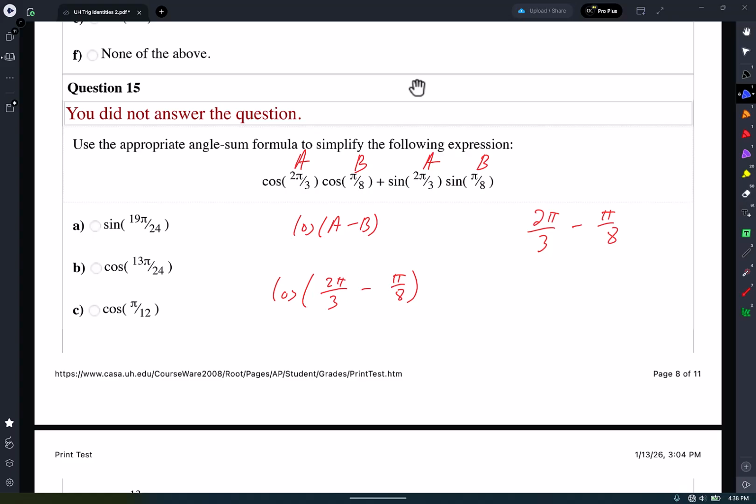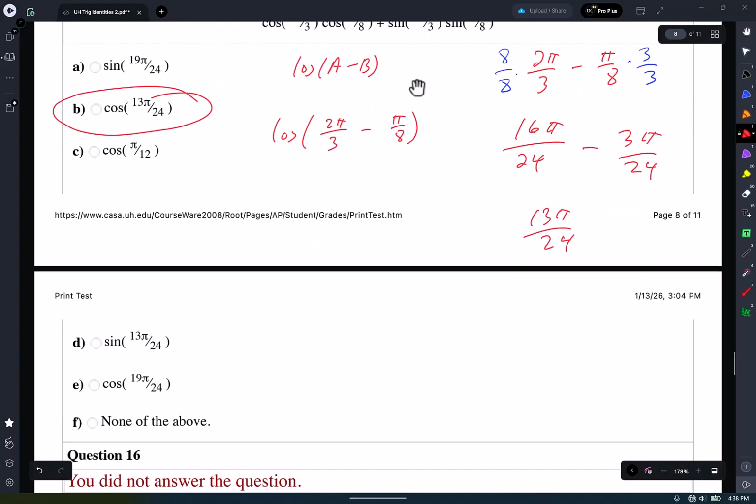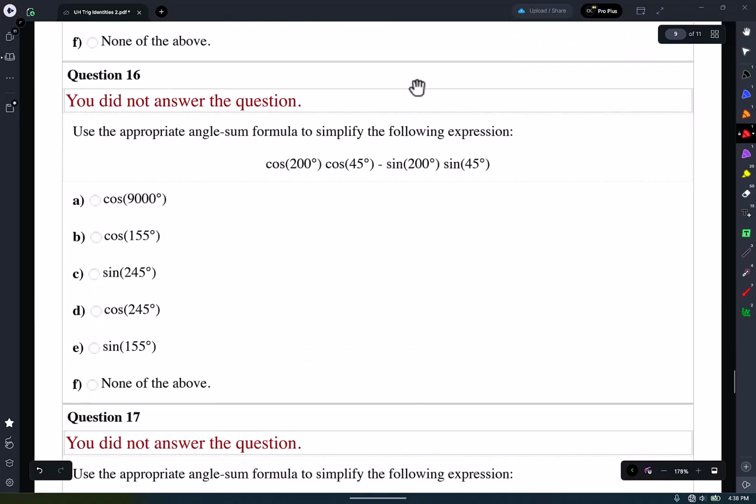I guess 16. Yeah. Times 8, 16, 24. 24 times 8 over 8 times 3 over 3. So 16 pi, 8, 16, 24 minus 3 pi over 24. 16 minus 3, 13 pi over 24. We're doing okay? Now we're flying, right?